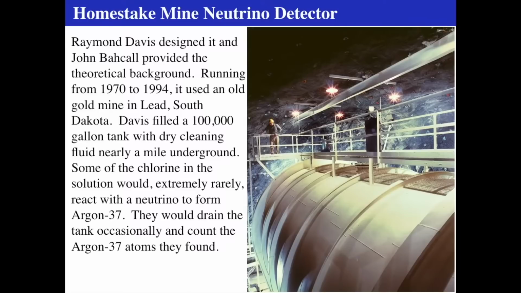Dry cleaning fluid is perfect because it has some chlorine, and chlorine could react and turn to argon. So when the neutrino would hit a chlorine atom, which has a larger impact area than, say, a hydrogen nucleus for a neutrino, it might react with it and turn into argon. When the argon is created, it is a gas, so they drain the tank and count how many argon atoms they found. Now, that sounds like a huge amount, but they actually did this, and it was an incredible undertaking. And what they found was weird.